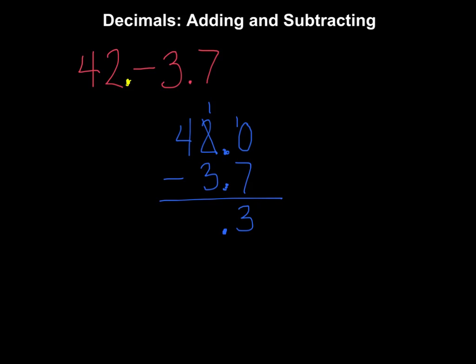And now 1 minus 3 will require me to borrow again. So that becomes a 3. And my 1 gets 10 more. So it becomes an 11. 11 minus 3 now is 8. And finally 3 minus nothing is 3. So my answer is 38.3.